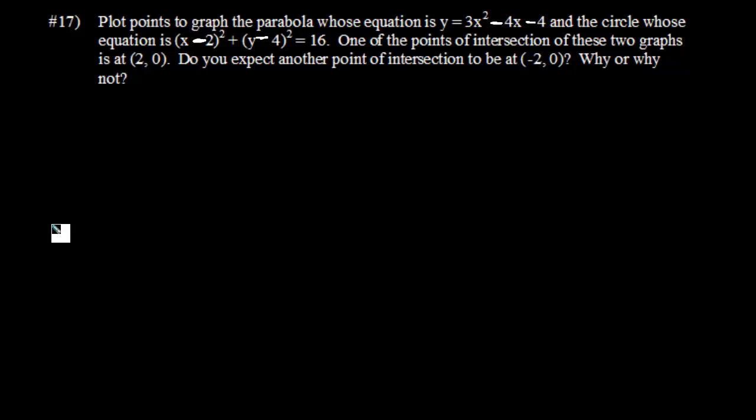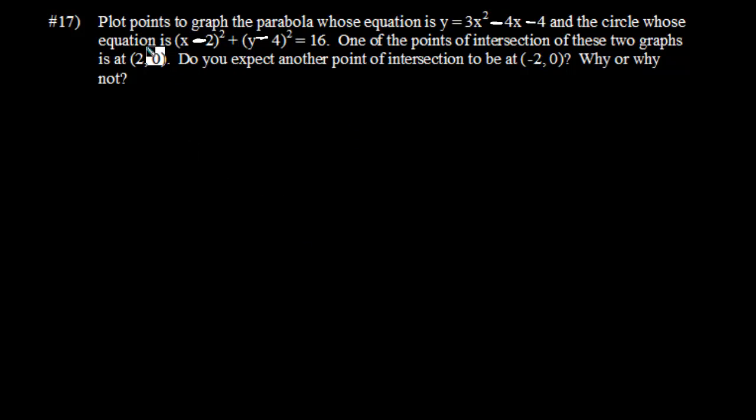Plot points to graph the parabola whose equation is this, and a circle whose equation is this. One of the points of intersection of these two graphs is at 2, 0. Do you expect another point of intersection at -2, 0? Why or why not? Well, we're going to learn later, I think in the next section, how to graph this parabola well. Plotting points to graph it is just a pain in the tush.